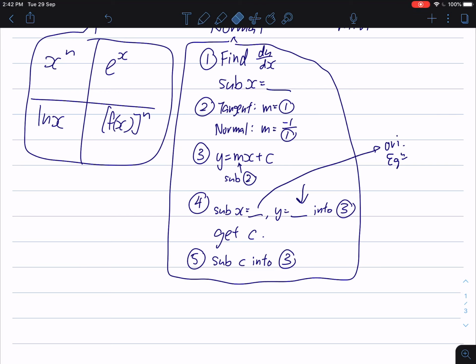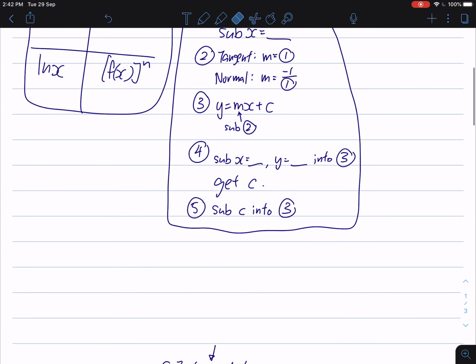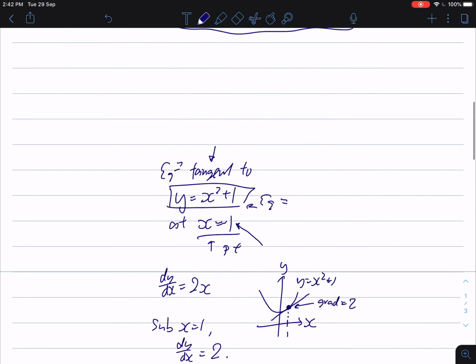So what do I mean by original equation? This over here is my original equation. So if I sub x equals to 1 into that, I will get the y coordinate. Then I'm able to proceed with step 4. Sub x equals to something, y equals to something into the equation in number 3. So let's do that.